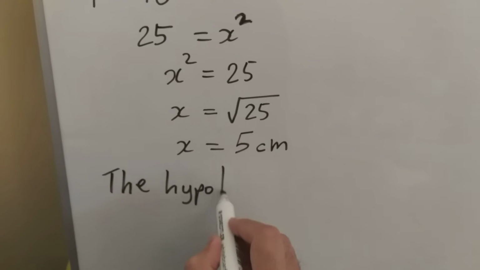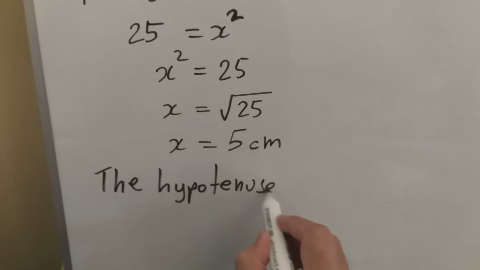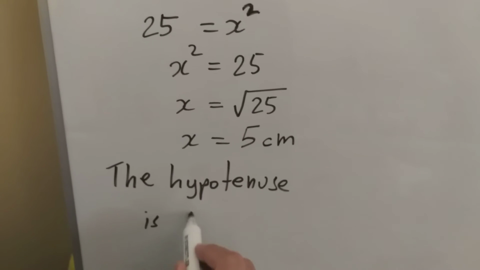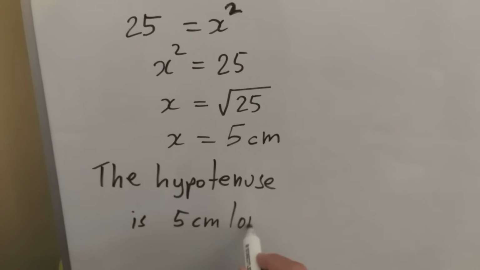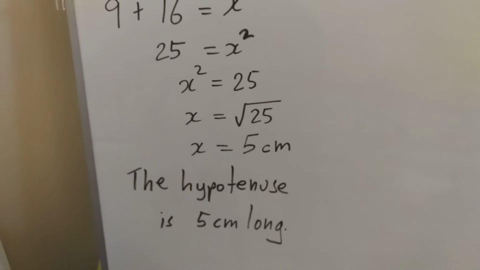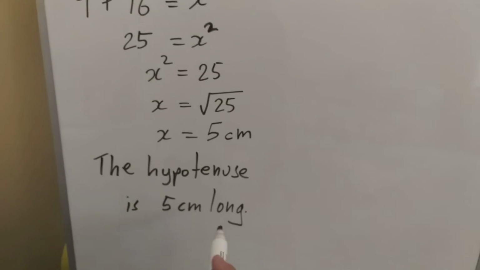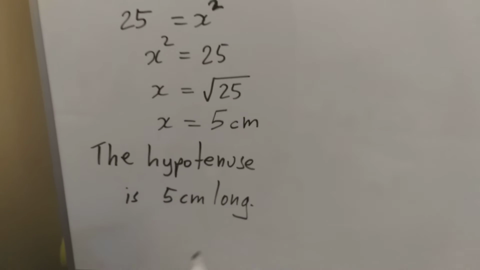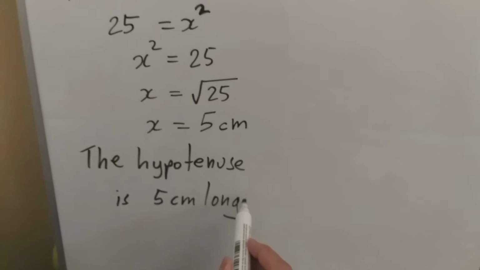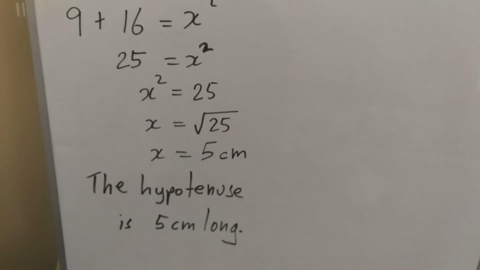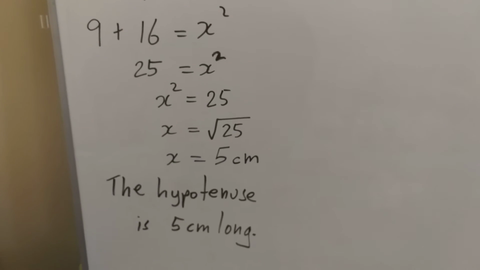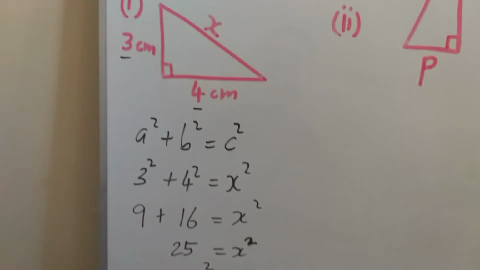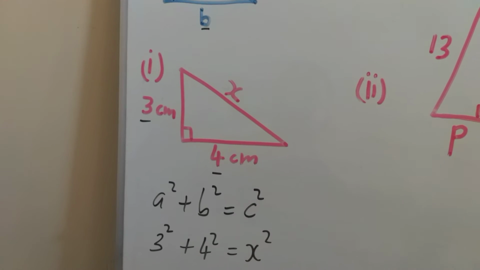The hypotenuse is 5 centimeters long. Now you don't need to write this sentence when you're doing your test at school. As long as you've shown that x equals 5 centimeters, you get a full tick. You get all the marks that have been assigned for that question.